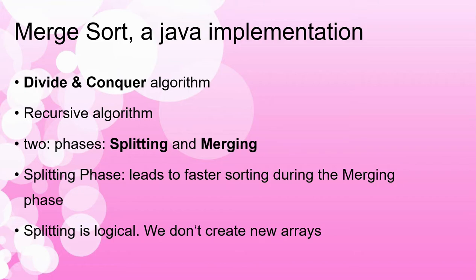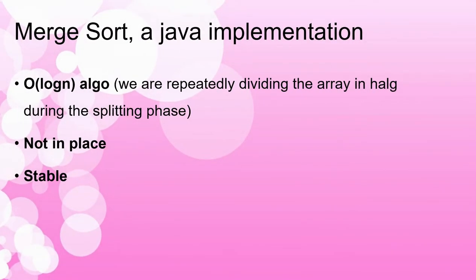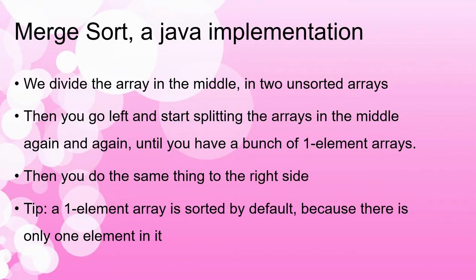The splitting is logical. We don't create new arrays. It is an O(n log n) algorithm. We are repeatedly dividing the array in half during the splitting phase. It is not an in-place algorithm, and it is also a stable algorithm.